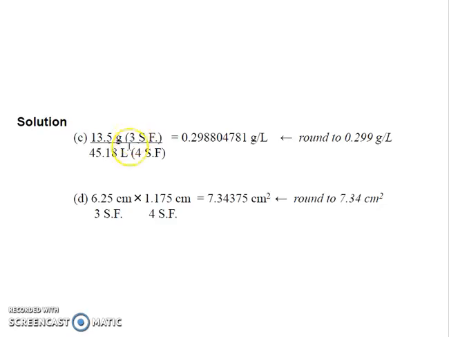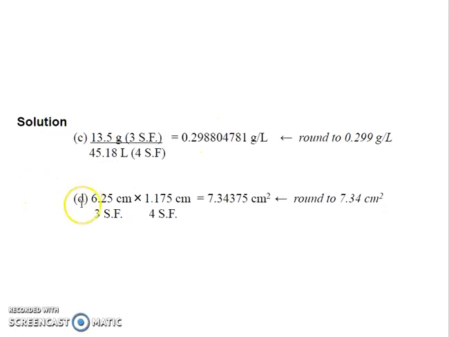13.5 has 3, 45.18 has 4. When you plug this in your calculator, you get this long value. This will be rounded to 0.299. To get 3 significant digits, this leading 0 is not significant. 2, 9, 8, but the 8 becomes a 9 because of the 8 beside it.